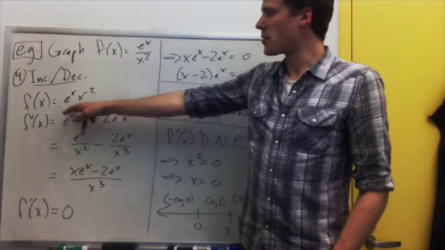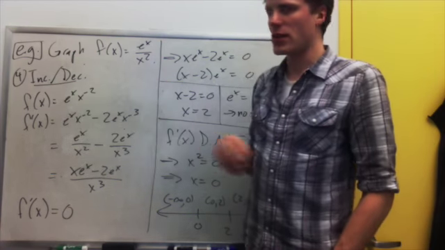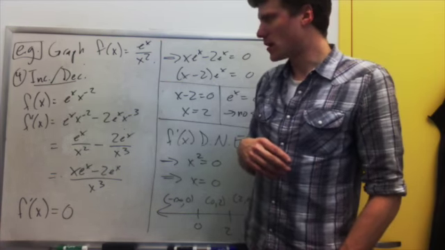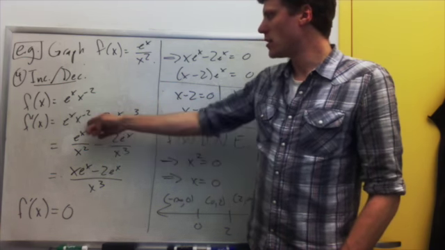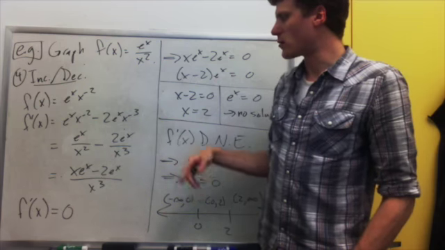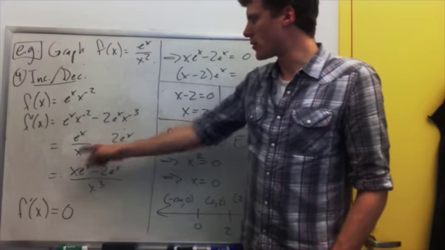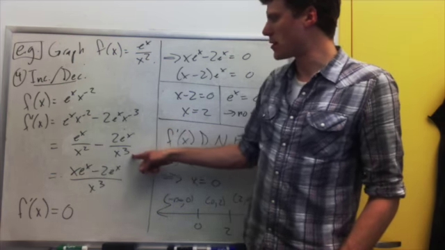So I take the derivative. I'm going to rewrite this as e to the x times x to the minus 2. I'll take the derivative using the product rule. I get e to the x times x to the minus 2 minus 2 e to the x, x to the minus 3. I'm going to rewrite those as fractions, putting the powers of x into the denominator.